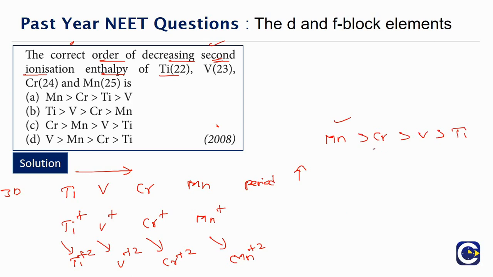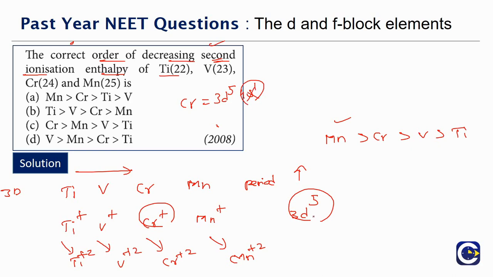But if you look at chromium, we always have to keep looking for the chromium case, since it is going to have the anomaly. Whenever there is a question on ionization enthalpy, you are trying to move out of a very stable arrangement. What does chromium plus mean? Chromium's arrangement is 3d5 4s1, so chromium plus will have 3d5.